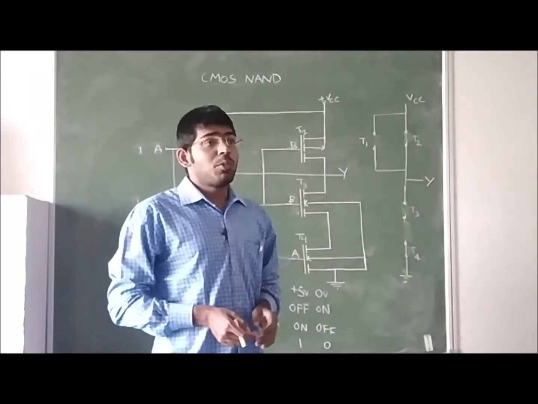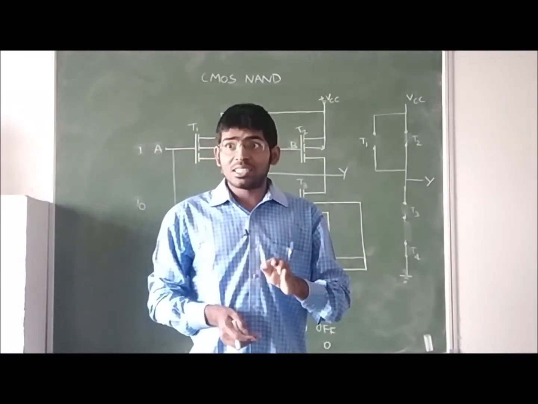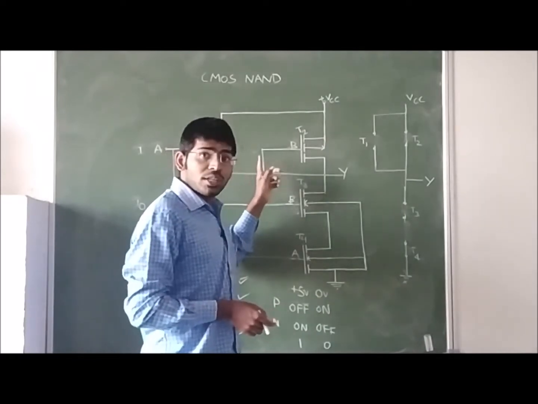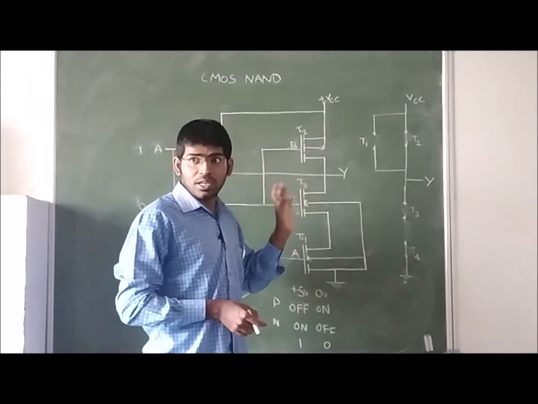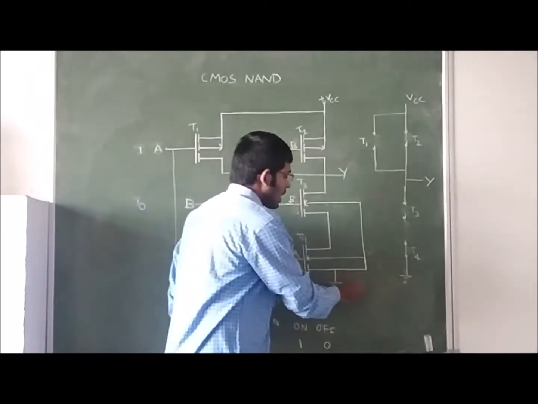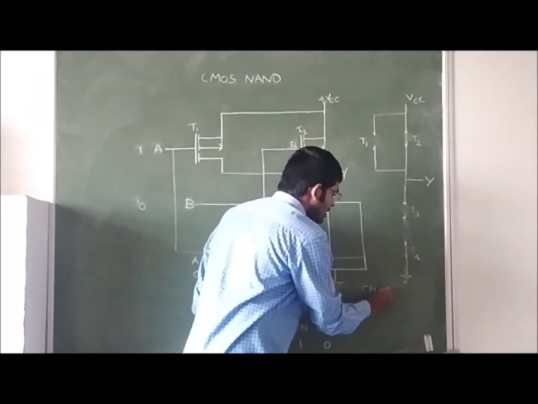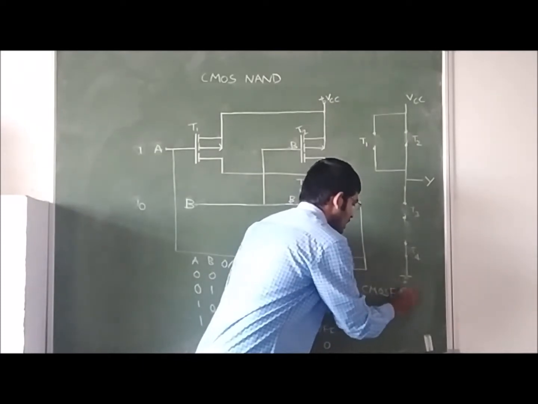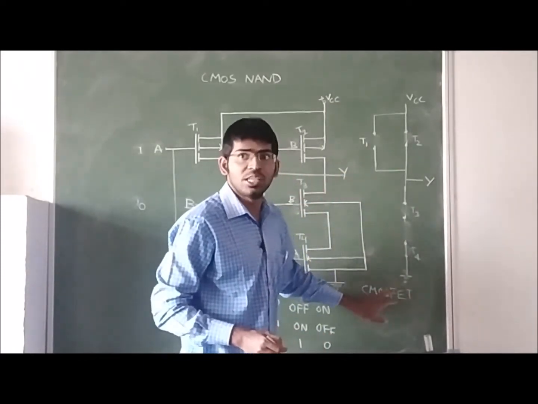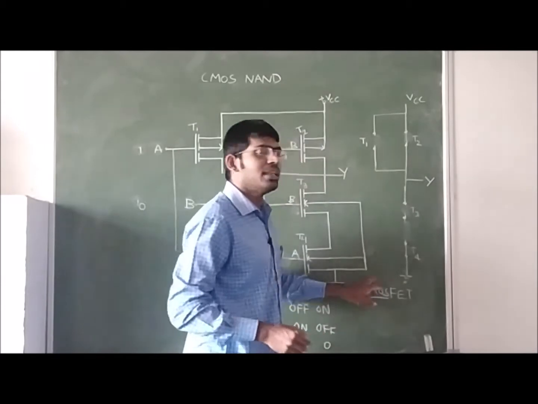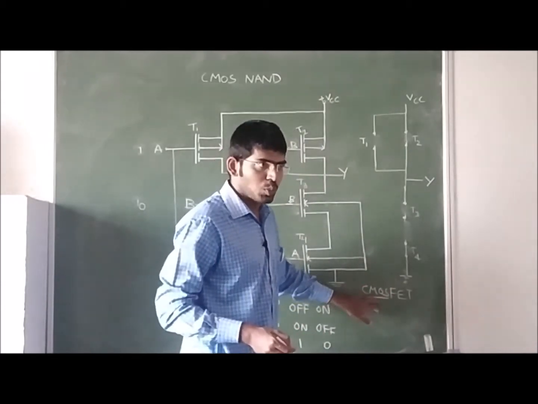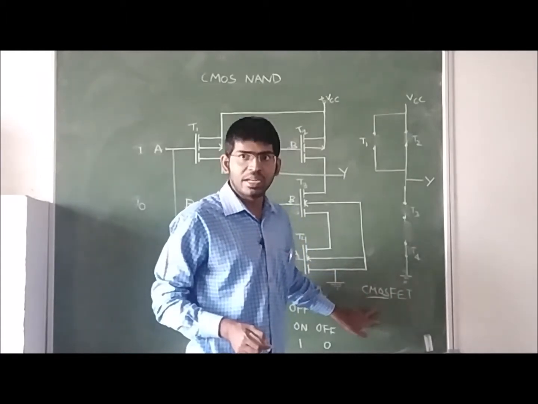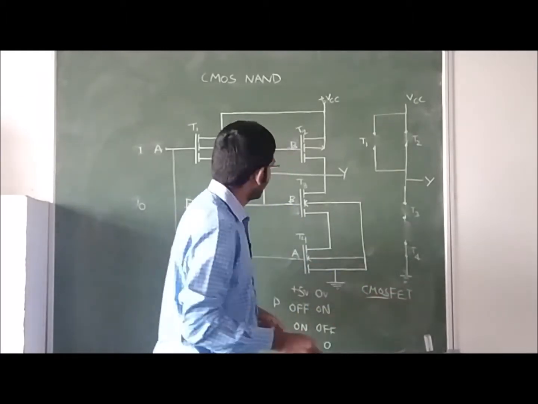Until now we have discussed the TTL family, transistor logic. Now we are discussing how to design a NAND gate by using CMOS technology. CMOS is nothing but complementary metal oxide semiconductor field effect transistor. In short, it is called CMOS. In this CMOS, we use both PMOS and NMOS: P-channel MOSFET and N-channel MOSFET.